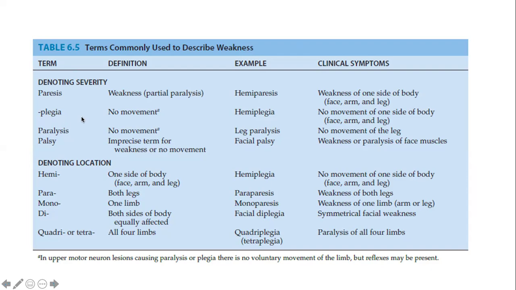And then we can divide the types of paresis and plegia. Hemi usually involves one side, so it will involve the face, upper limb, and lower limb on one side. We have paraplegia or paraparesis when both lower limbs are involved. We have mono when one limb, either the upper limb or the lower limb, is involved. We have quadriplegia or quadriparesis when the upper limbs and the lower limbs are all involved, okay? And this is called quadriplegia.